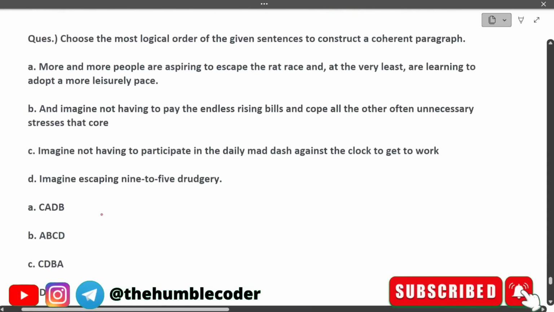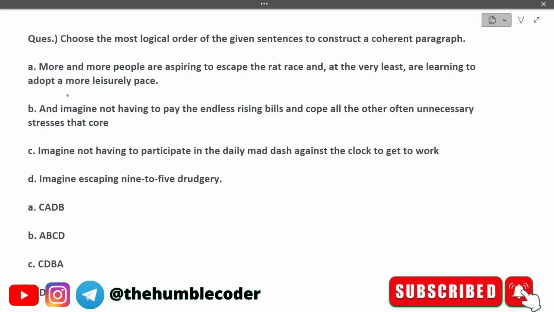Choose the most logical order of the given sentences to construct a coherent paragraph. We have 4 sentences and we have to rearrange them to make a meaningful paragraph. Let's read out the sentences that are given to us. First is, more and more people are aspiring to escape the rat race, at the very least are learning to adopt a more leisurely pace. B is, and imagine not having to pay the endlessly rising bills and cope with all other often unnecessary stresses that come with it. C is, imagine not having to participate in the daily mad dash against the clock to get to work. And sentence D is, imagine escaping 9 to 5 drudgery.